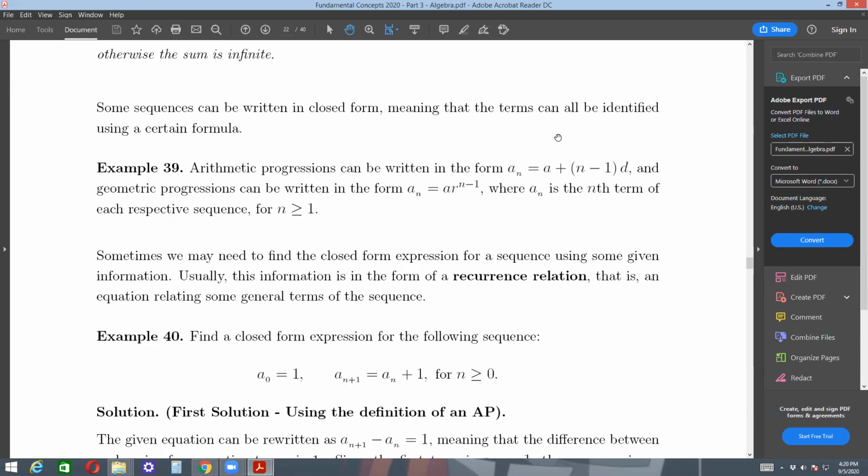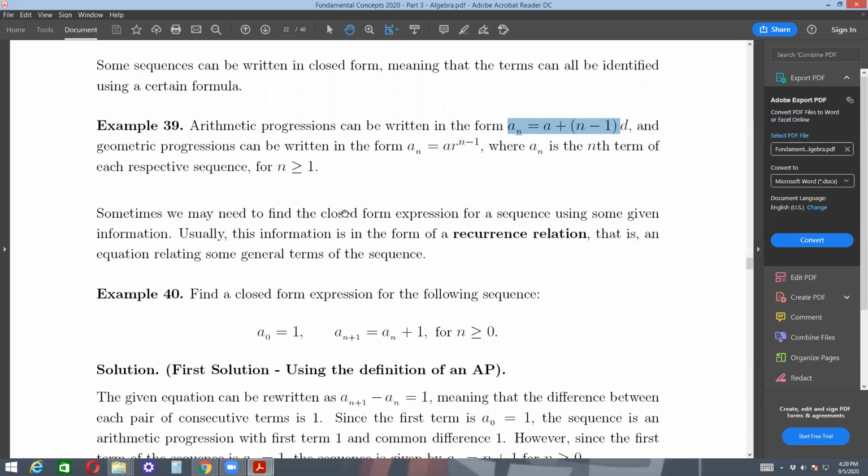Right, so most sequences you can get a closed form expression for. So arithmetic progressions can be written in this form. An is a plus n minus 1d, that's the nth term basically. And geometric progressions, the nth term is this. So that's called a closed form formula, or closed form expression.